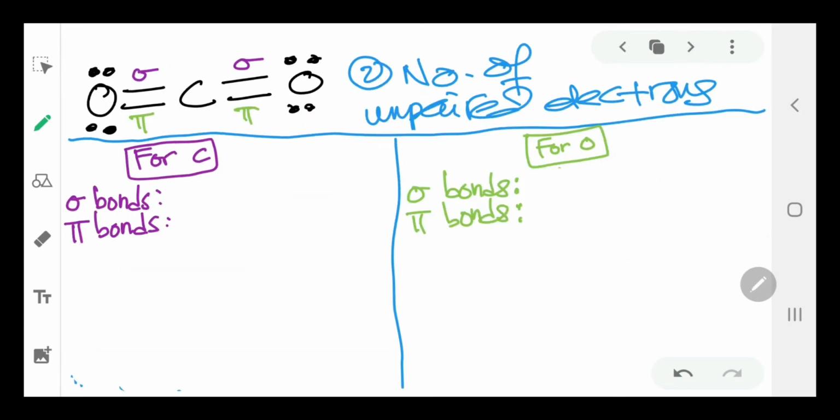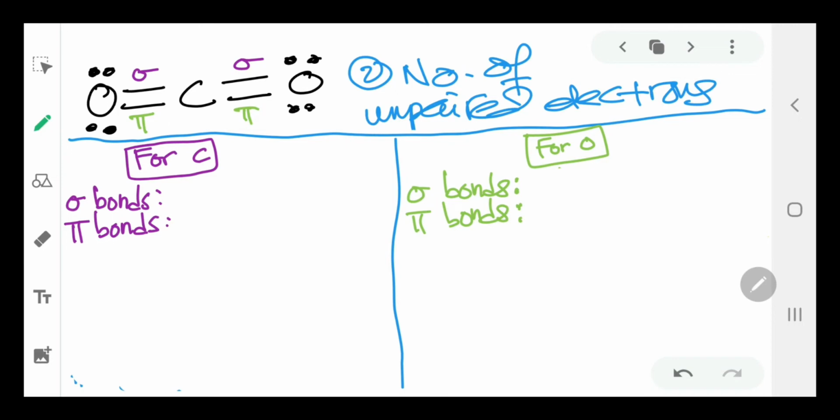Next, we want to know how many unpaired electrons are involved in the formation of the molecule, or the overlapping of orbitals. The reason we want to know how many unpaired electrons is that later, when we move on to the step where you do the ground state, excited state, and hybridized state, we want to know whether we need to excite electrons or otherwise.